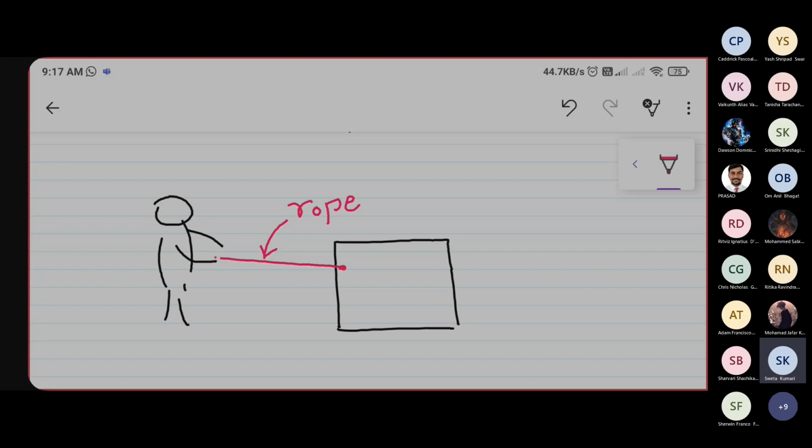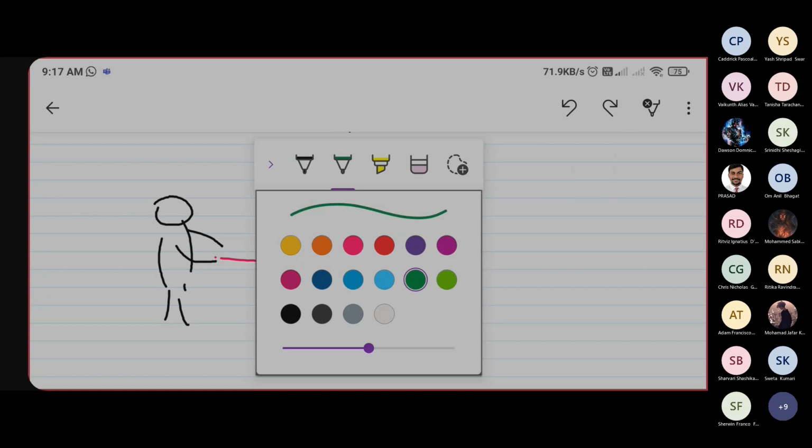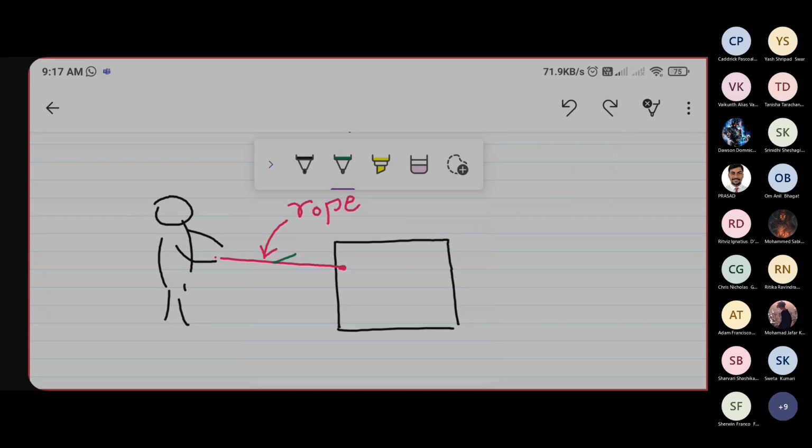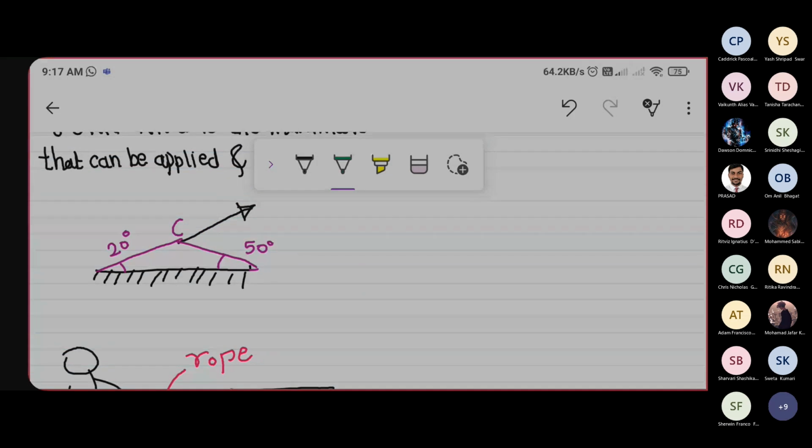Can this rope push this box? Pull. No, never. It is not possible. Yes, pull only. So it is not possible to get a push effect by a rope. Always remember, whenever you draw a rope or remove the support of the rope, the rope will always apply a tensile force.